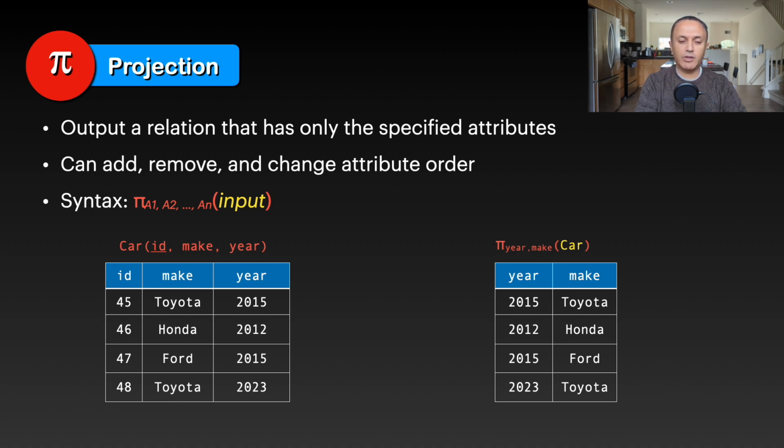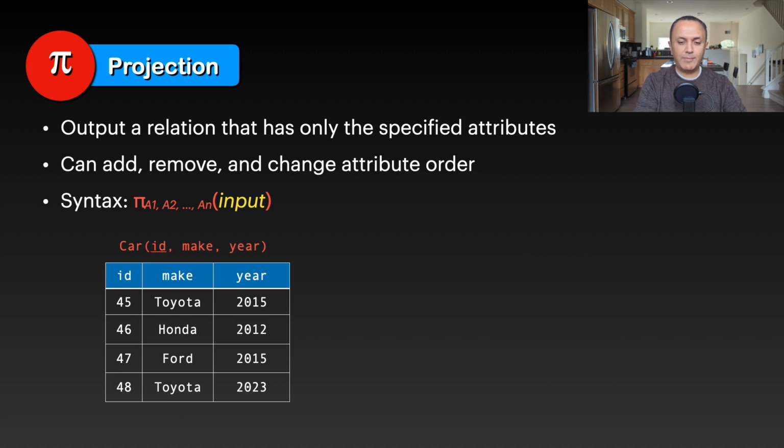What did we do here? First of all, we did not include the ID attribute. We only included year and make, and we also put year before make in the output. So the input is the table car, and then the output is this new table that has only 2 attributes, year and make. Let's see another example.